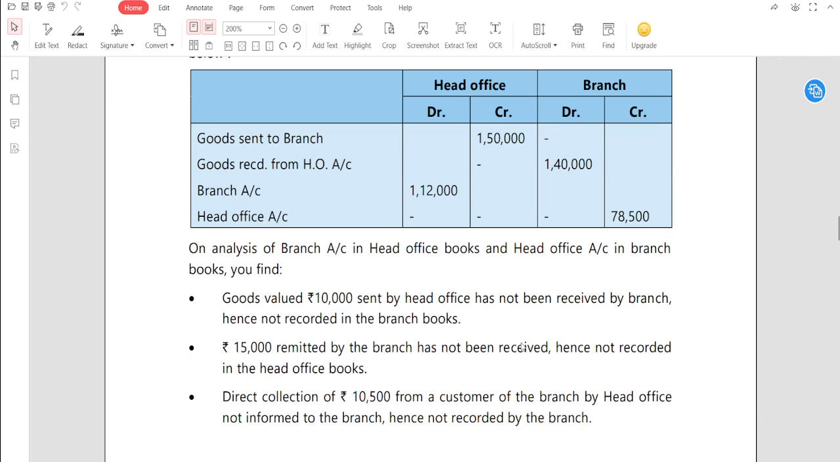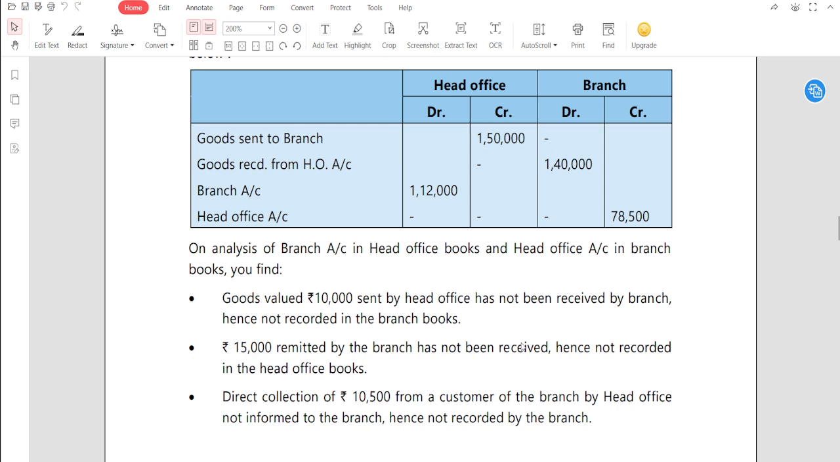So here just check. On analysis of the branch account in the HO books and the HO account in the branch books, after making a lot of analysis, what the analyst finds is that the goods value of 10,000 sent by the HO has not been received by the branch, hence not recorded in the branch books. Definitely it means 10,000 is goods in transit. Maybe possible. 15,000 remitted by the branch has not been received, has not been recorded in the head office.